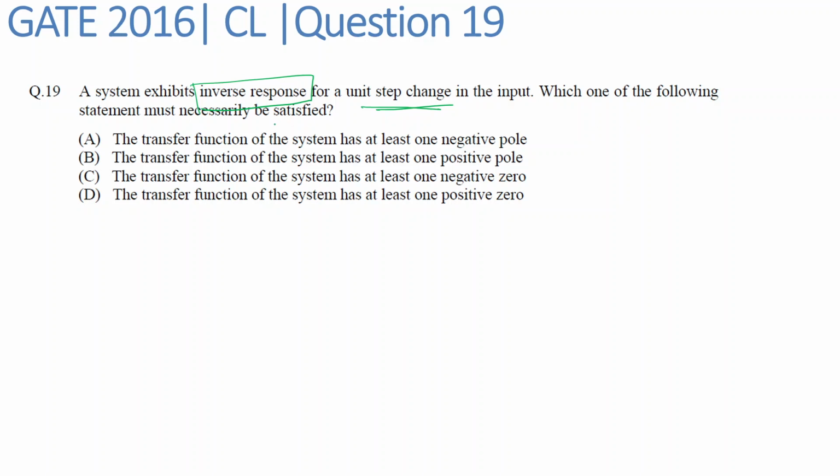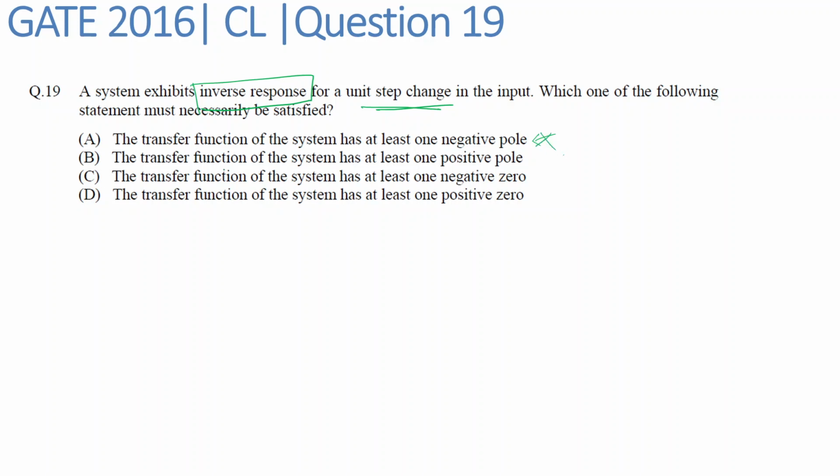Okay, so we have to find which of the following statements is correct for the inverse response for unit step change in the input. So the first option is, the transfer function of the system has at least one negative pole. Using this criteria, that is using the poles of the system, we can't comment on the inverse response of the system. We need to analyze the zeros of the system. So the first option is an incorrect one.